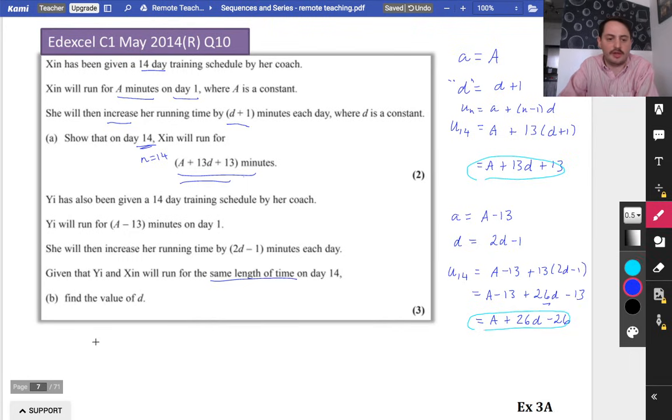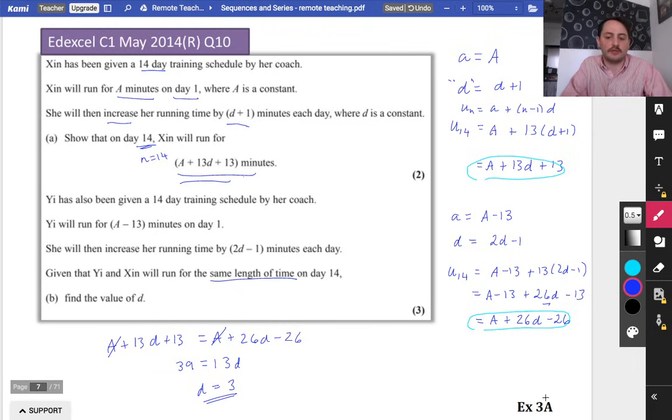So for that part B of the question, I'm going to say that A plus 13D plus 13 is equal to A plus 26D minus 26. So the A's cancel out. I'm going to add the 26 onto that side so that I get 39, and I'm going to subtract 13D so that I get 13D, and so D is equal to 39 divided by 13, which is 3. So the value of D that you should have there is 3.